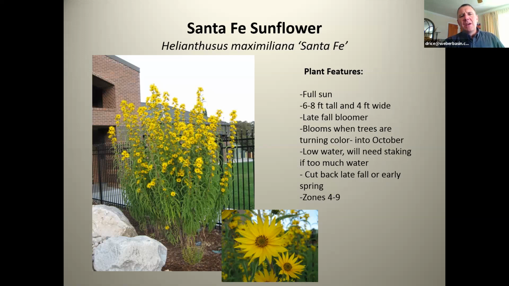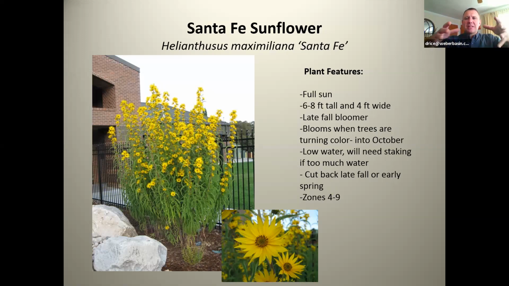This one, Santa Fe sunflower. Now, this one's a really, really tall plant, 6 to 8 feet tall, and that's all one year's growth. You cut these things to the ground, and it's all one year. So these are late fall bloomers. Sometimes these are blooming as the leaves are changing. You may not see the first bloom on this until late September, and sometimes even into October, depending on the year. Very low water, very tough.